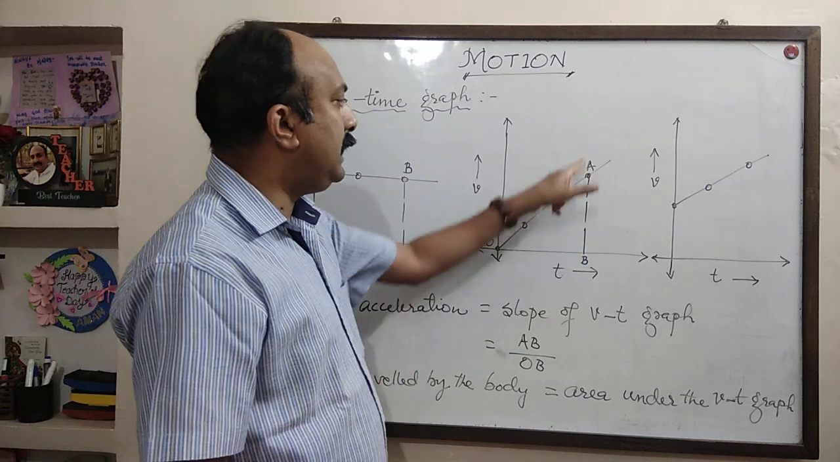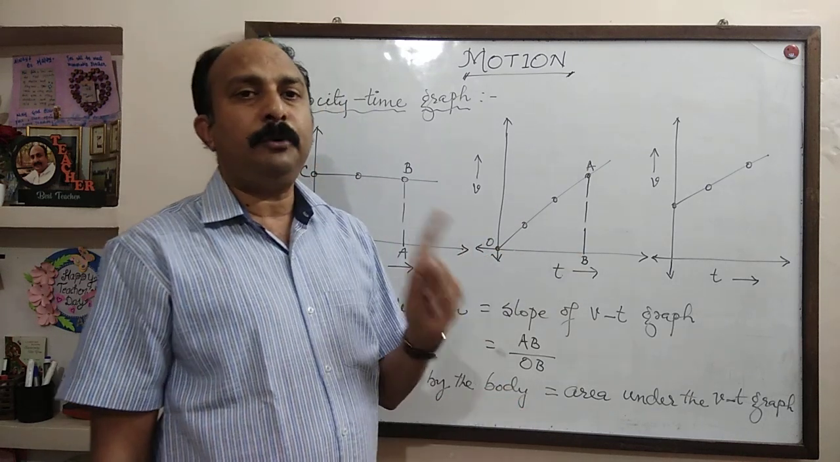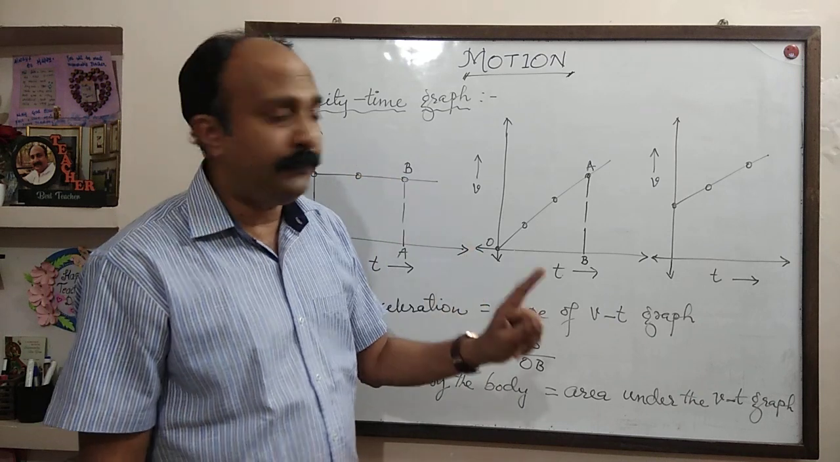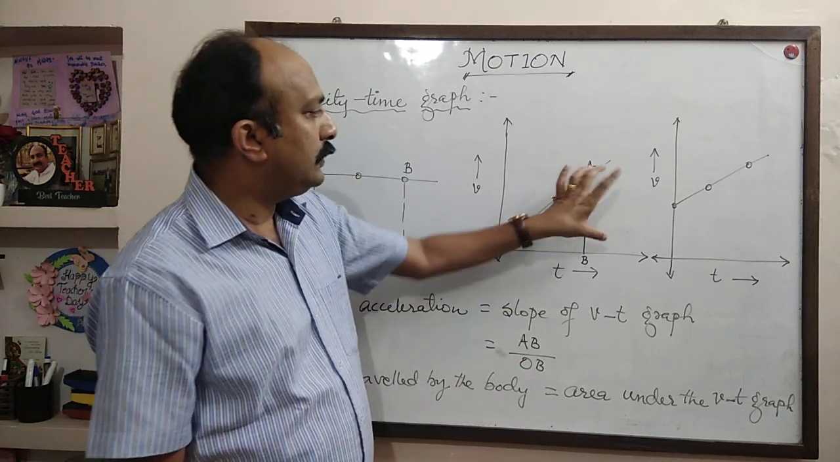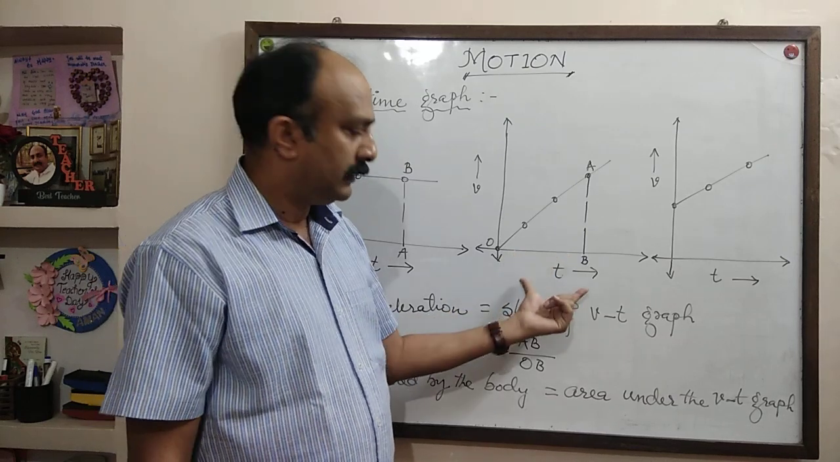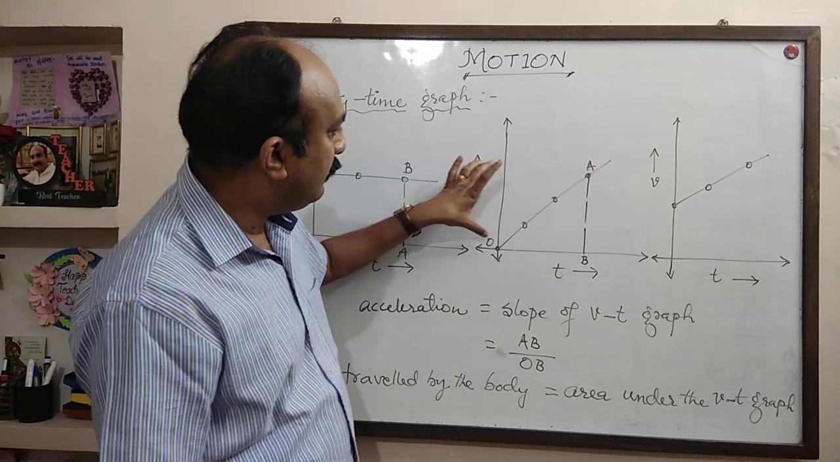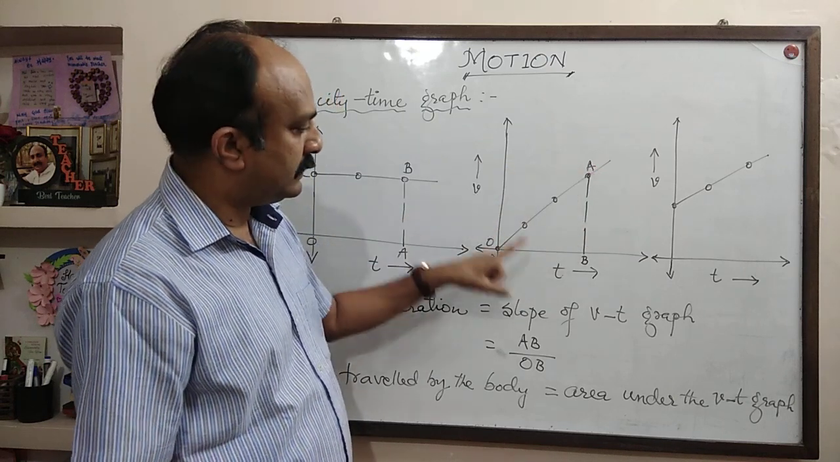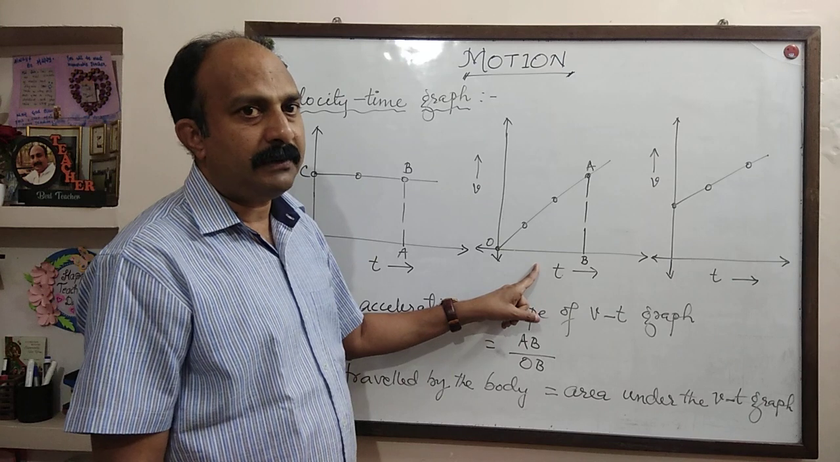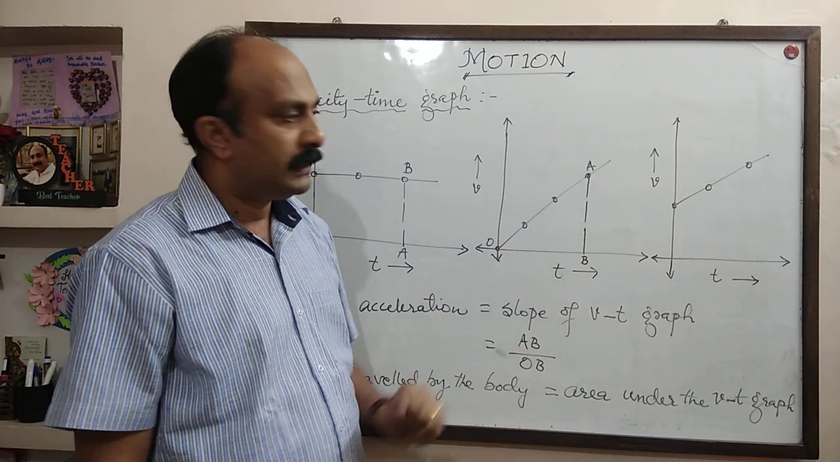Triangle OBA. What is the area of a right angle triangle? Half into B into H. So half into OB into AB. The value of OB can be taken from the x-axis, and the value of AB can be taken from the y-axis. So here distance traveled is equal to half into OB into AB.